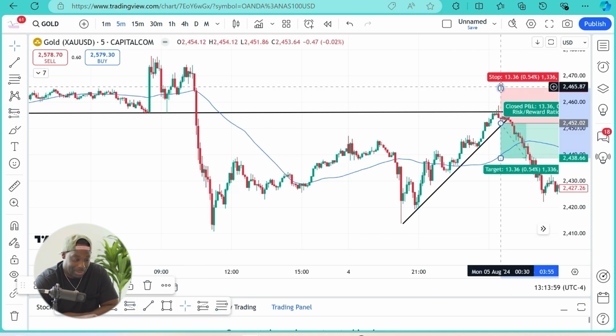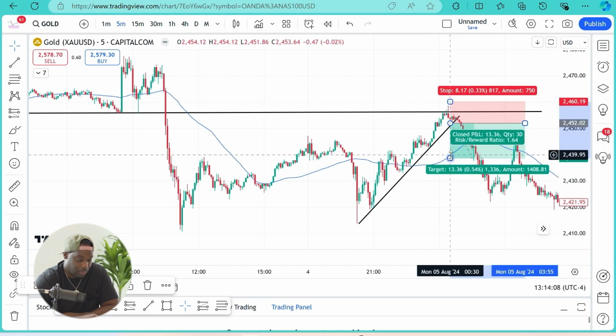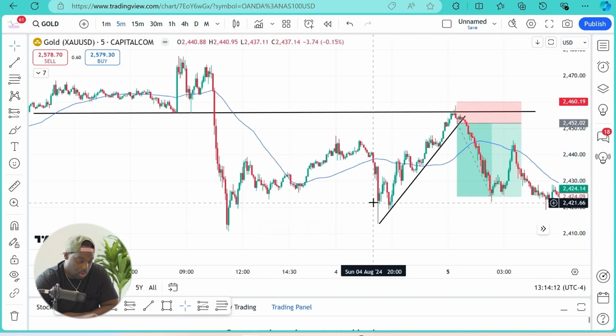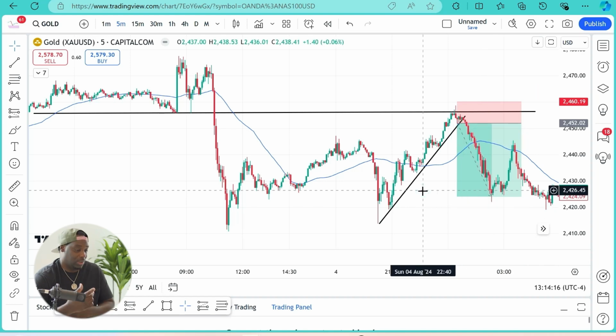Again, you can put your stop loss wherever you want to, but to me, above the trend line break is a good place to put it. And then you can look for your profits. You can look for either the low or the demand level or whatever the case is. So let me show you guys another example.